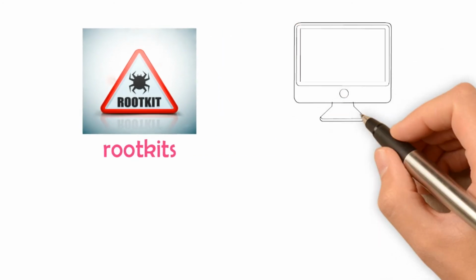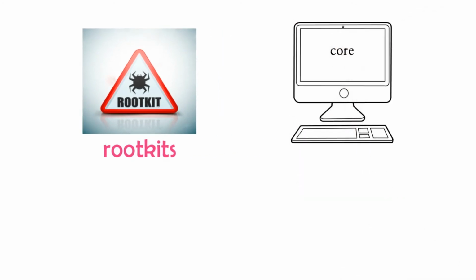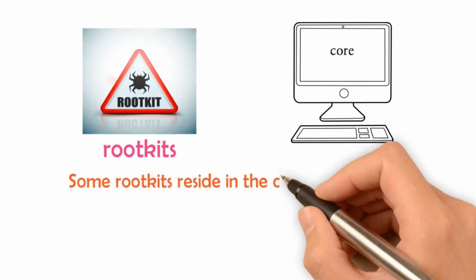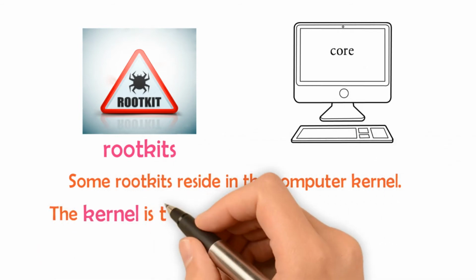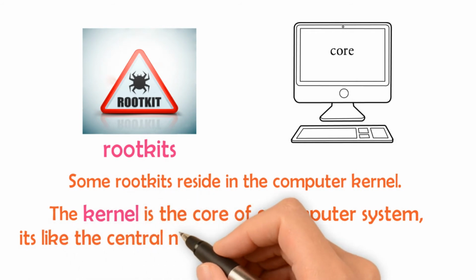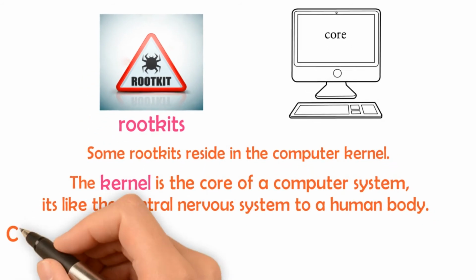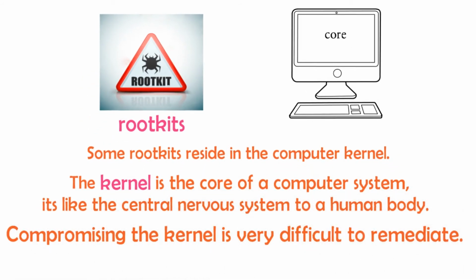Then we have rootkits. Think of this malware as attaching itself to the core of your computer. Some rootkits reside on the computer's kernel. The kernel is the core of a computer system. It's like the central nervous system of a human body. Compromising the kernel is very difficult to remediate.